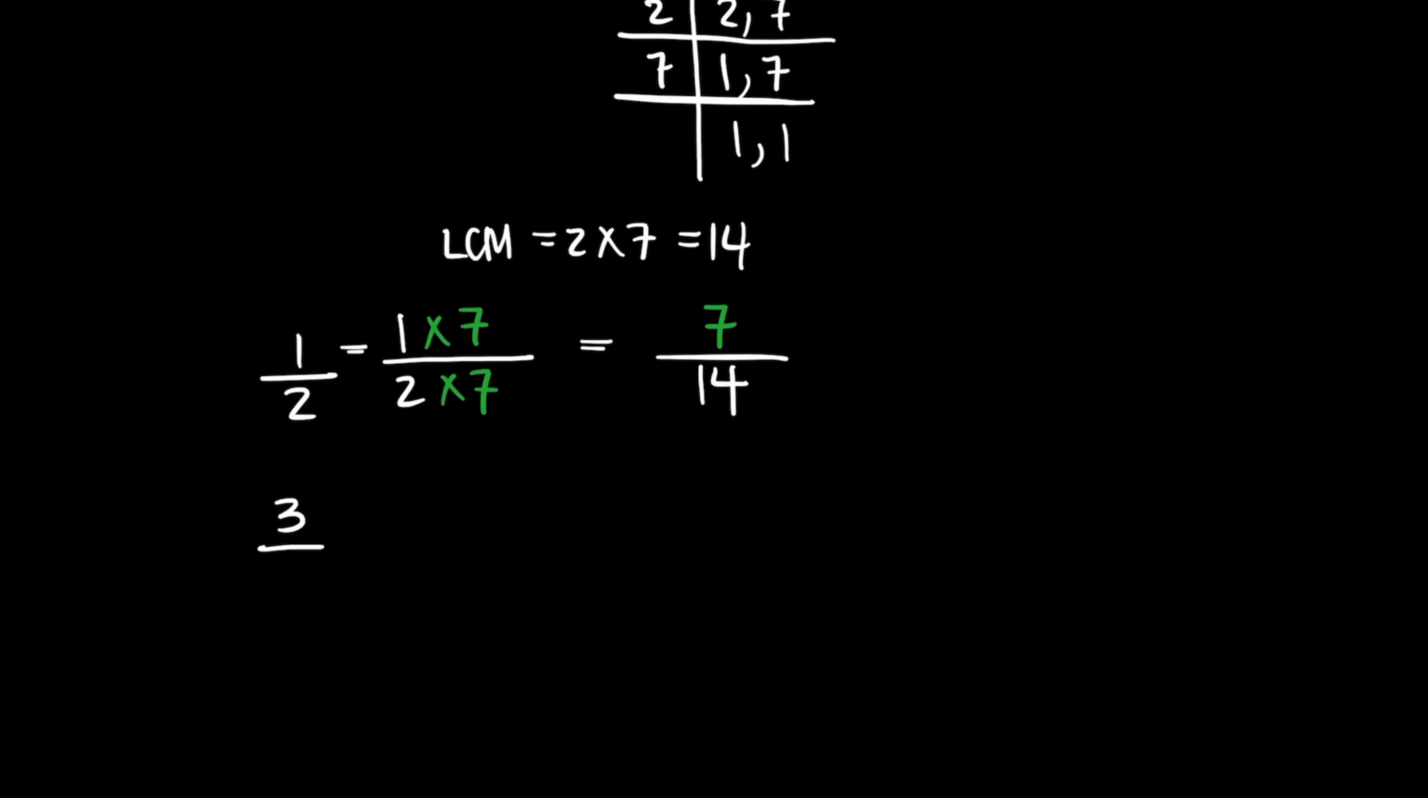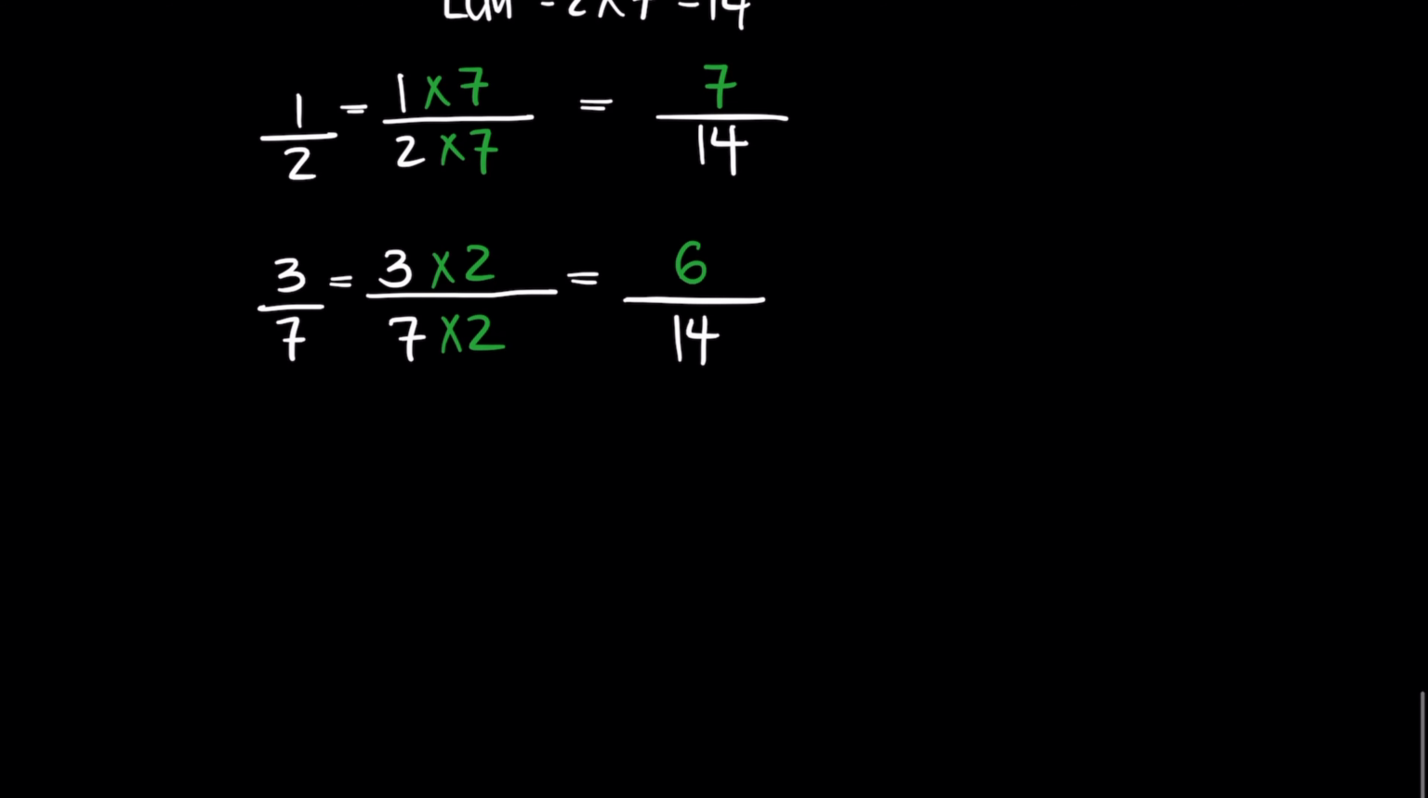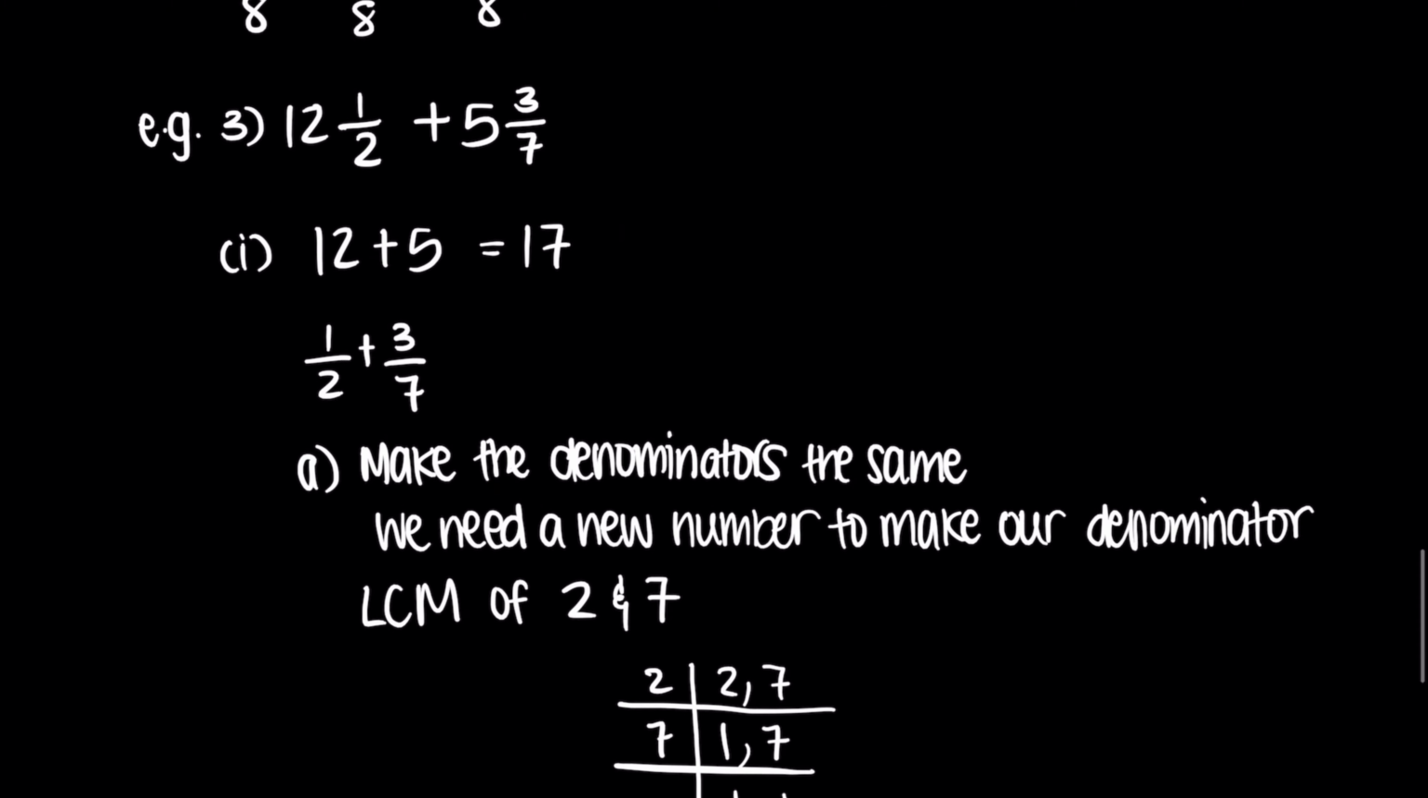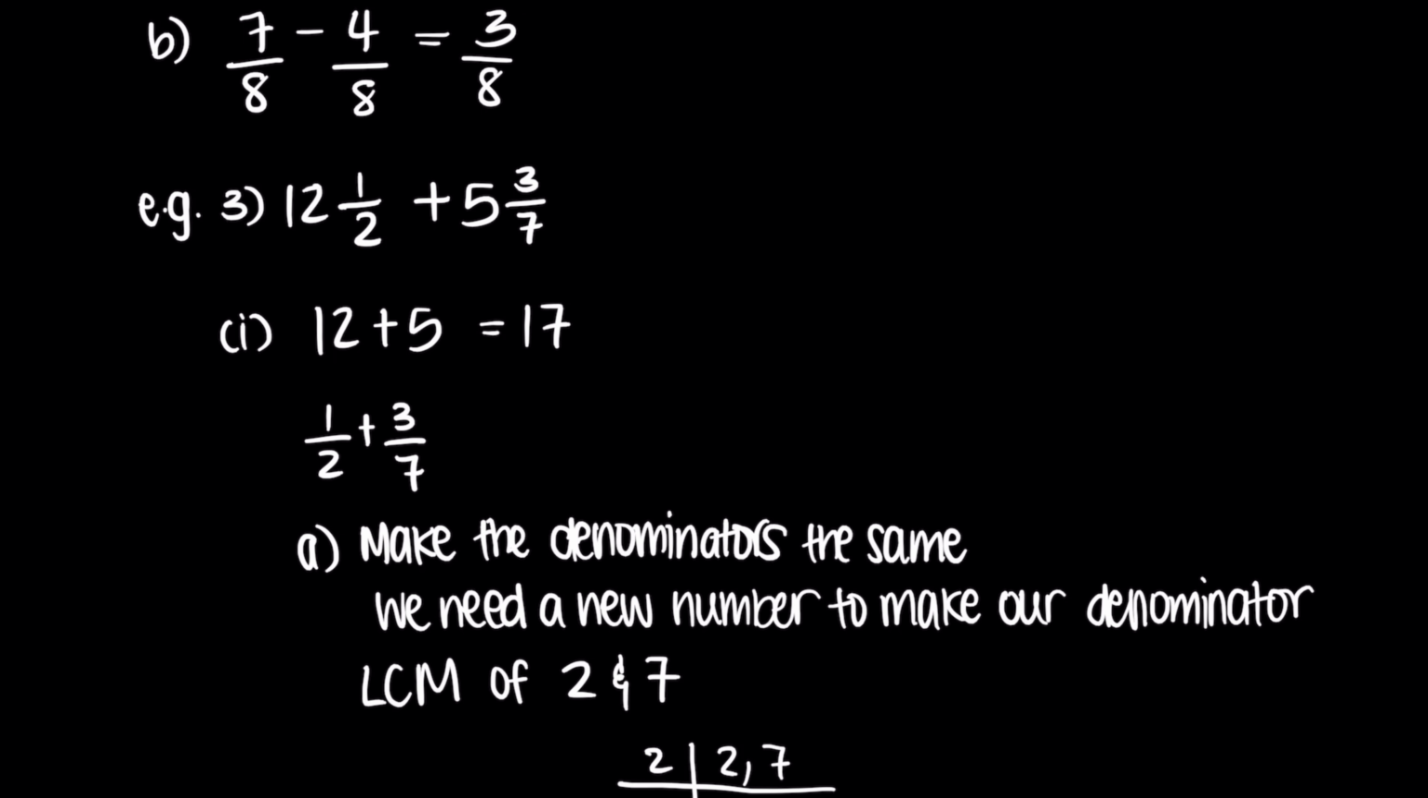But we also need to find an equivalent fraction for 3 over 7 so that its new denominator is 14. We can convert 7 to 14 by multiplying by 2, and so we have to do the same thing to the numerator. This gives a new equivalent fraction, 6 over 14. Now we're able to add 7 over 14 plus 6 over 14, which gives 13 over 14. Our final answer is now the result of the addition of the whole numbers, 17, and the result of the addition of the fractions, 13 over 14.